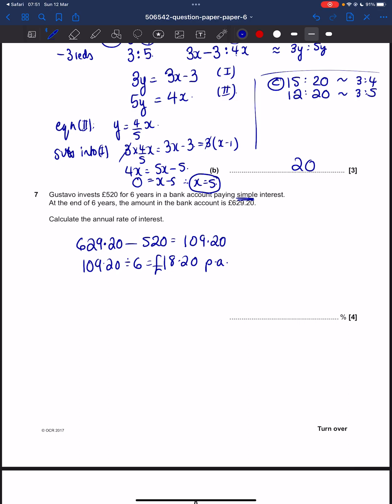Calculate the annual rate of interest. And it's a percent that we need. So £18.20 the first year is £520. So this 520 generated £18.20 interest. So it's that divided by that times by 100. And it comes up as 3.5% interest.